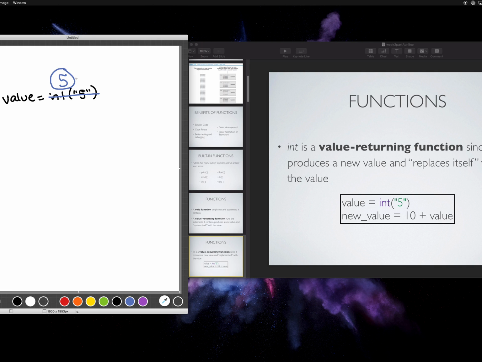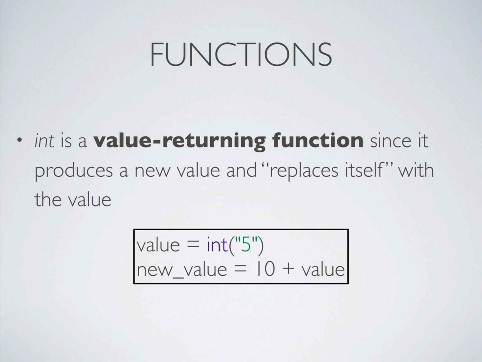Then later on in your code, after value is now this integer 5, you can use value throughout your code and it will have whatever that new value was. In this case, it's that integer 5. Then you can go on and maybe do another math calculation with it or whatever.